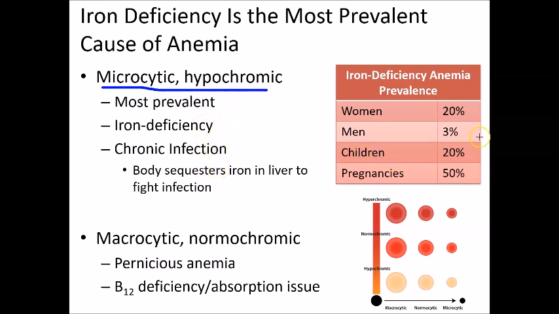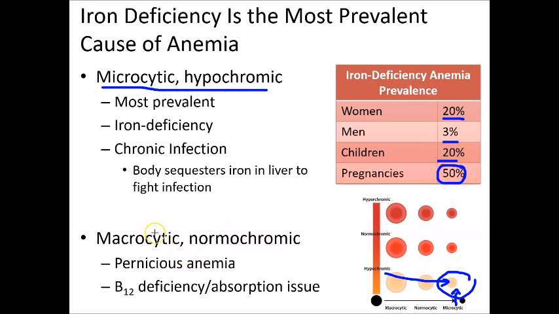But just to show how common it is: 20% of women have it, 3% of men, 20% of school kids. And here's the big one, half of pregnancies result in iron deficiency anemia. So again, that would be down here at this area right here. So small cells, right? Microcytic, and then little hemoglobin, hypochromic. So it can't carry as much oxygen.